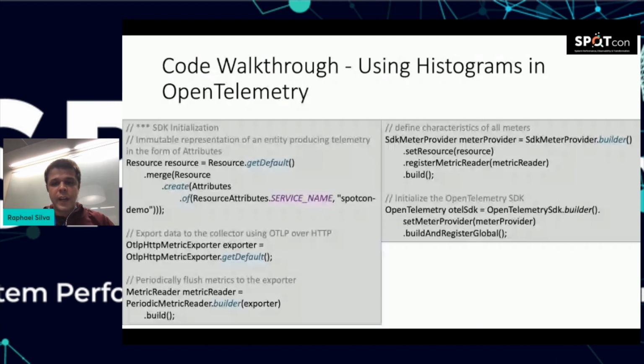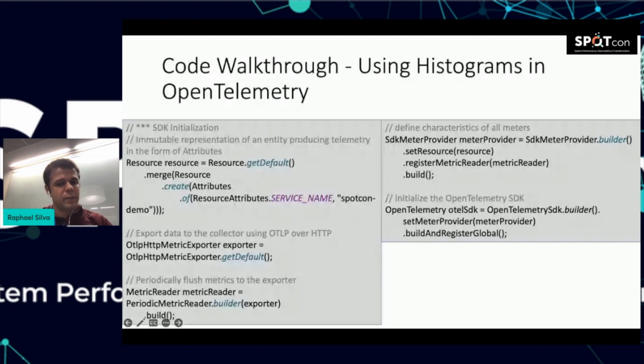Next, we define the characteristics for all meters by defining the meter provider. This meter provider doesn't have many customizations right now. We are just setting the resource and then registering the metric reader that will be used by it. And finally, we initialize the OpenTelemetry SDK, and we register it as the global OpenTelemetry SDK.